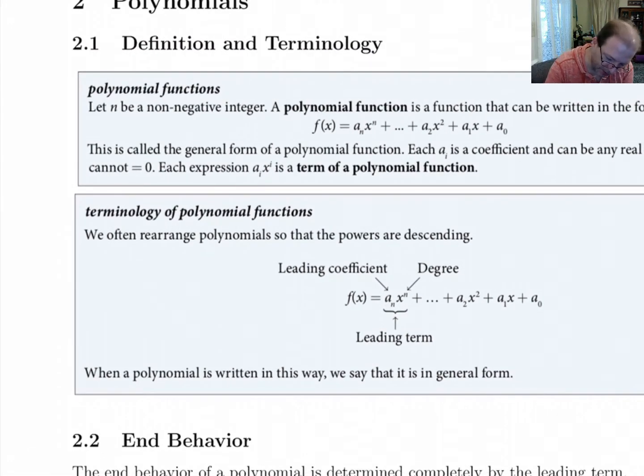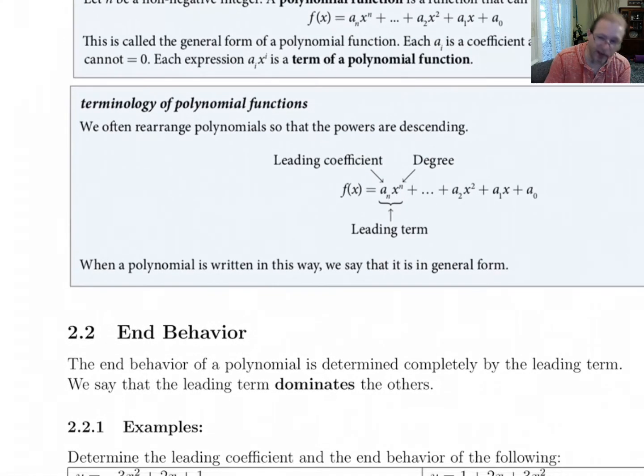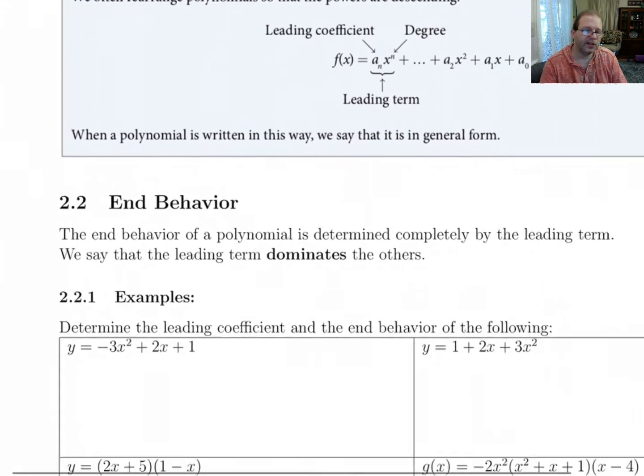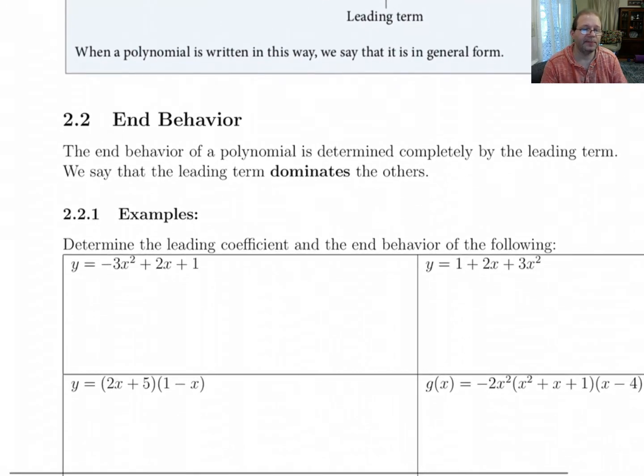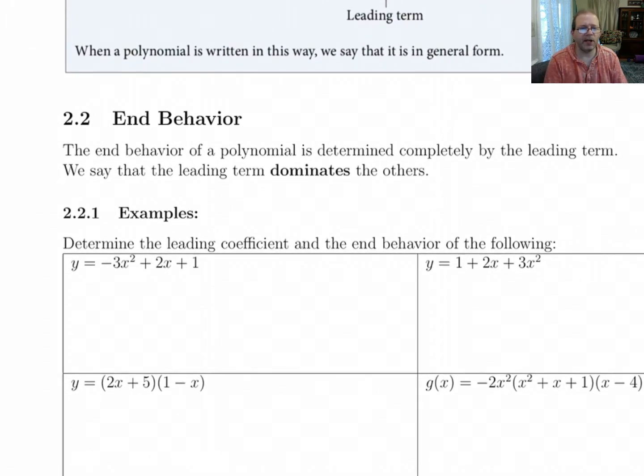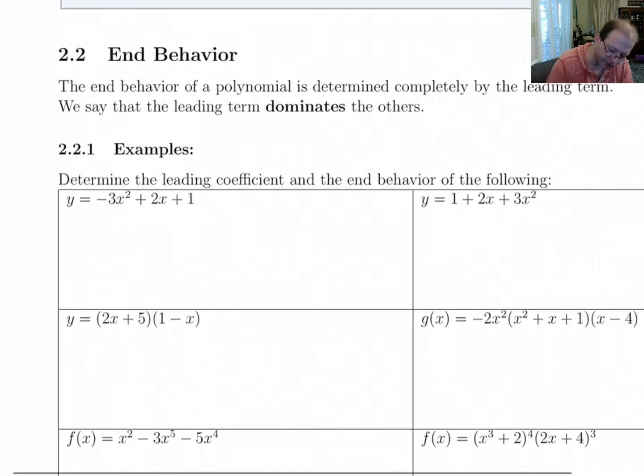So I want to talk about several things with polynomials. One is the end behavior. We just talked about end behavior of power functions, and there's really nothing more to learn except one little bit of information. The end behavior of a polynomial is the same as the end behavior of the leading term. We say that leading term dominates the others. So let's look at several examples here. Determine the leading coefficient and the end behavior of these things.